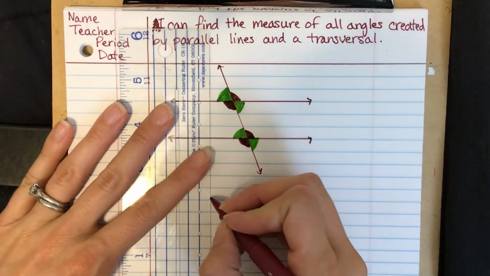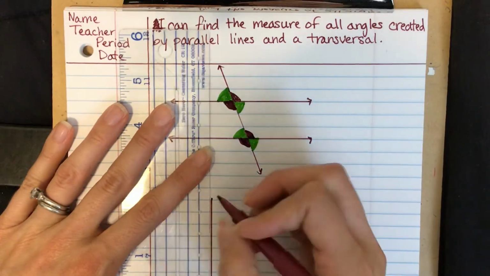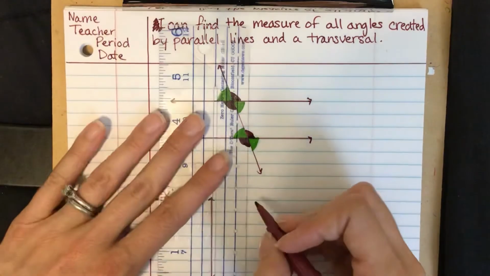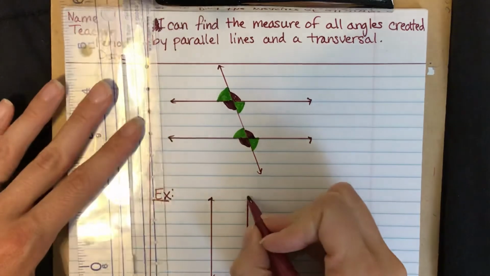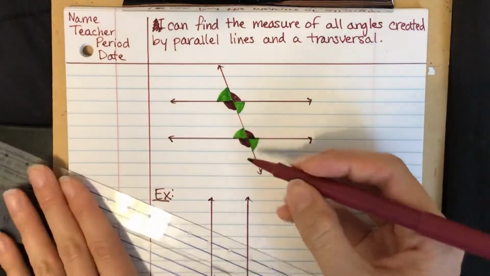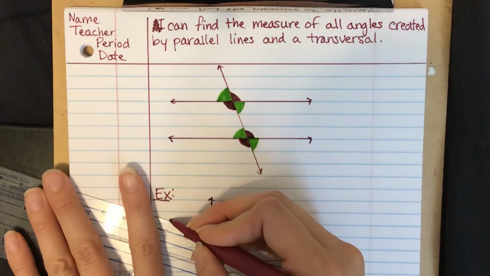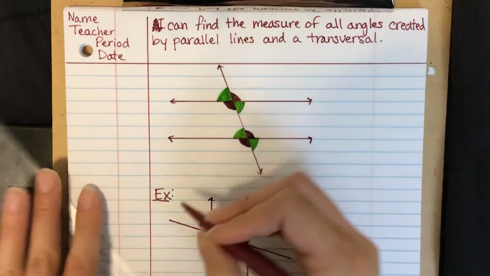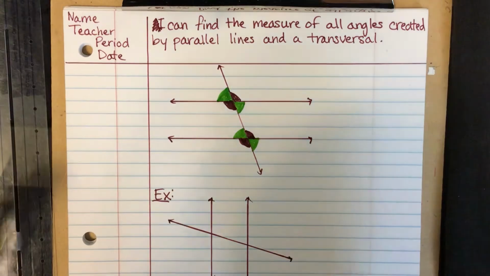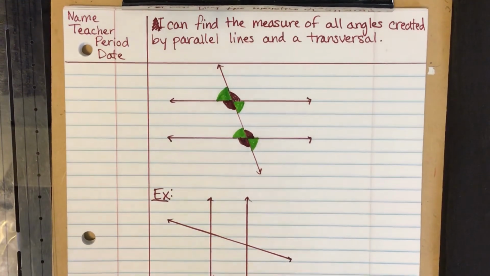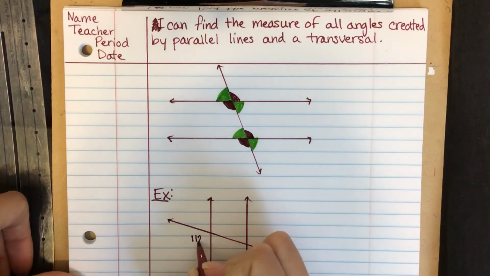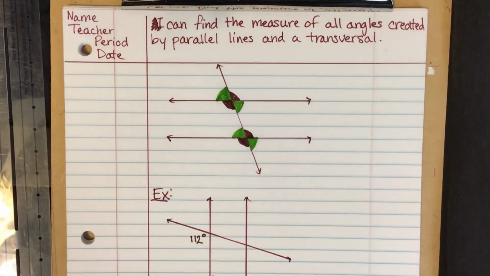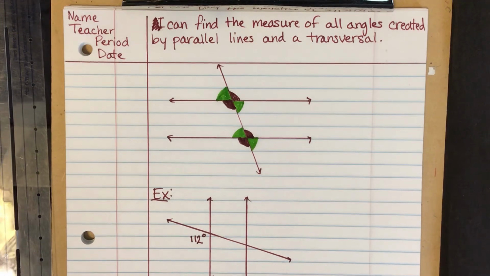Okay, so let's say we have two parallel lines. I'm going to do them vertically this time, just so you're exposed to different ways of looking at this. And let's say your transversal cuts across here. All right. Now we're going to be given one angle measure. So let's say that this angle right here is 112 degrees. All right, well, let's go ahead and fill in the rest.